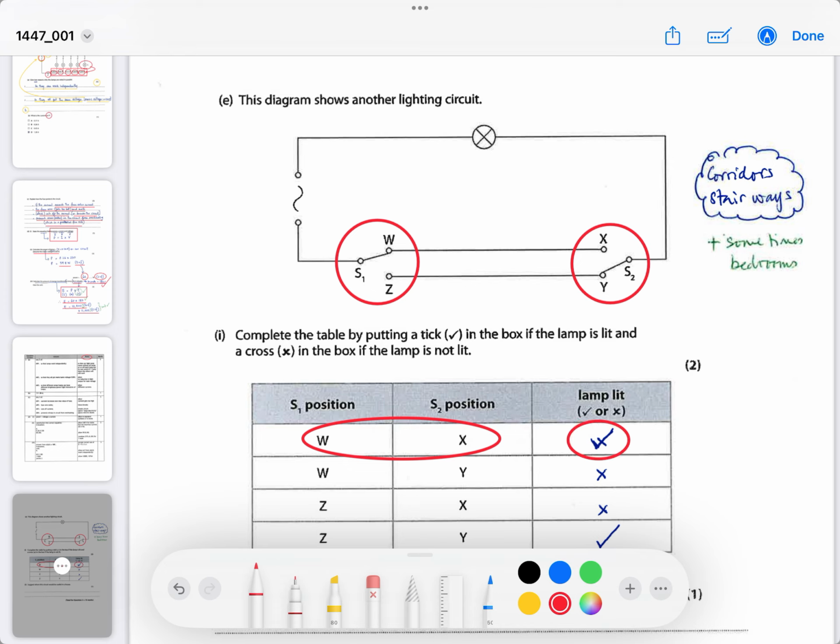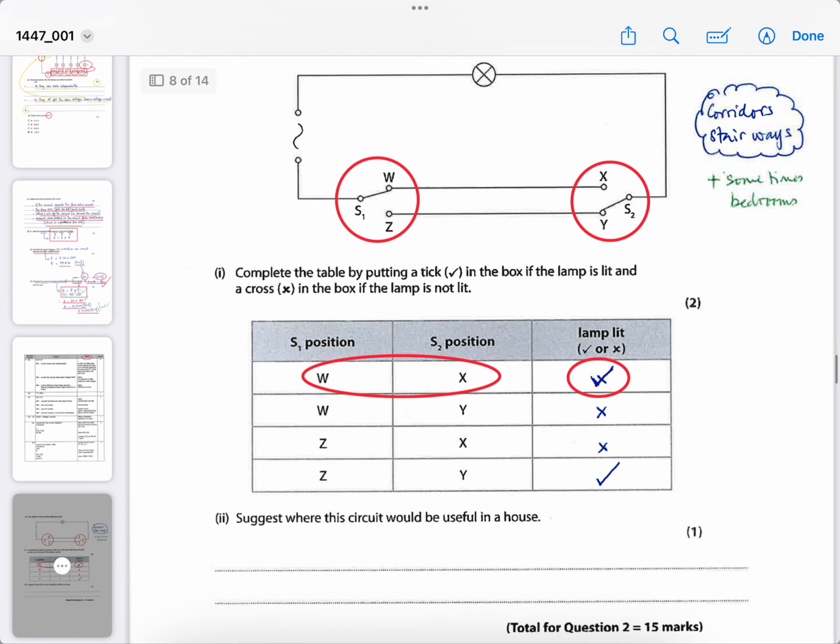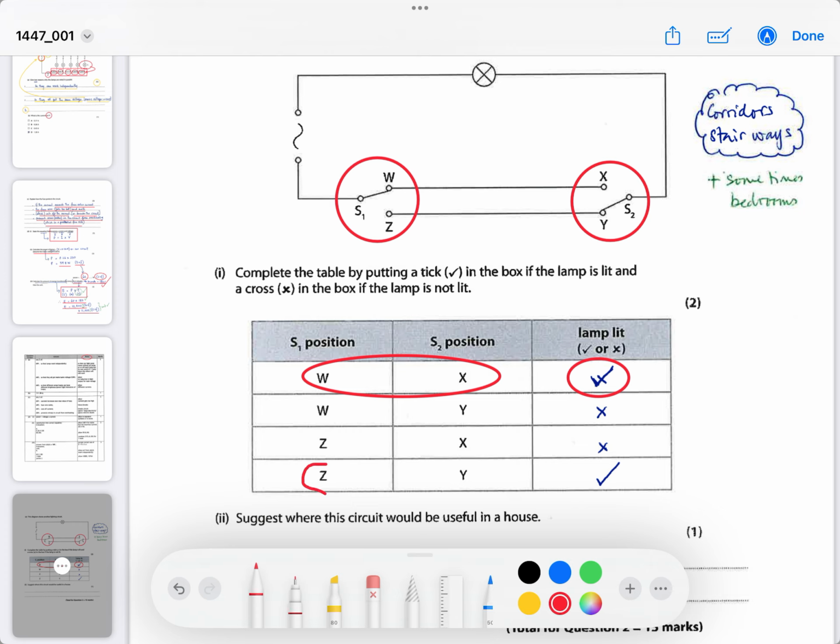And the other way you can have them both on is if switch 1 is on the bottom part, which is Z and Y. So the next correct way to do it would be if Z and Y are both working together and producing a complete circuit. So these are the 2 ticks, and the other combinations will be an incomplete circuit. The circuit will not work. So that's how you get the 2 marks.